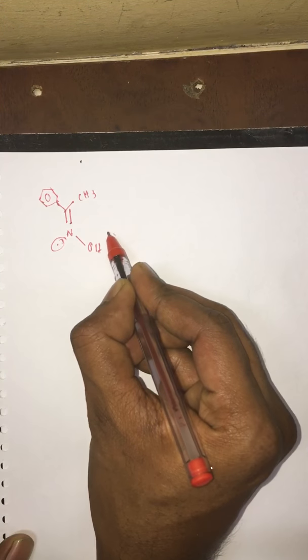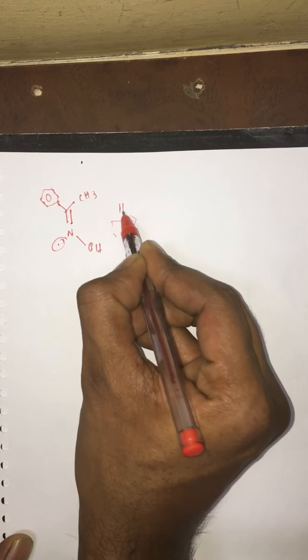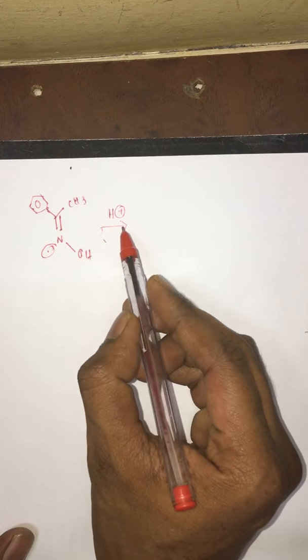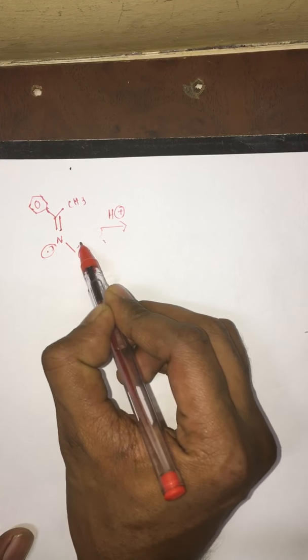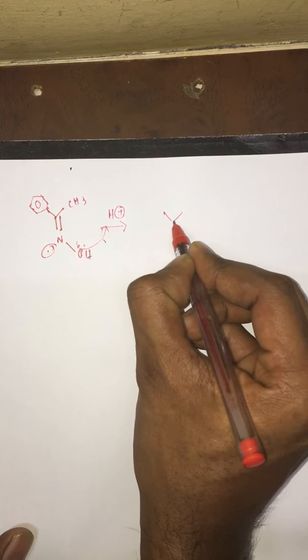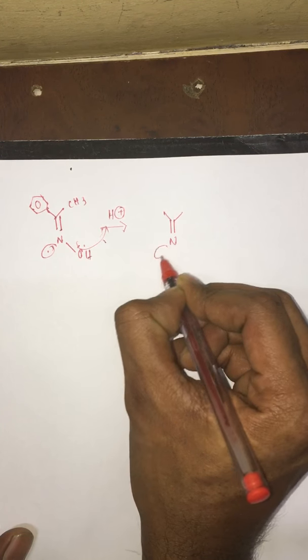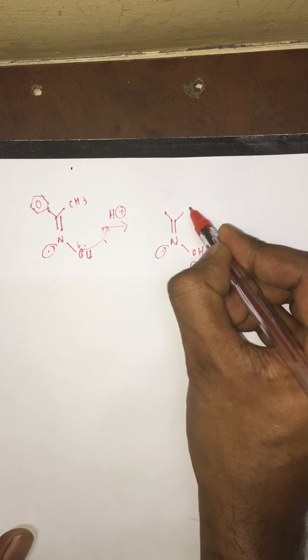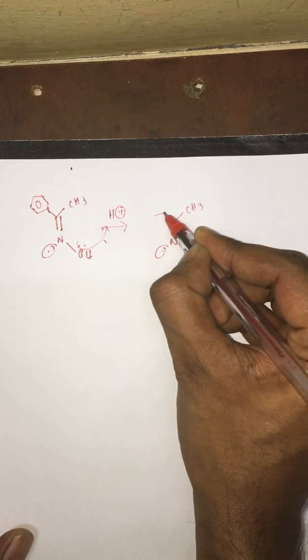The first step is the protonation, because in the Beckmann's rearrangement we are using an acid. That acid will give the H plus. That H plus will be attached to this OH. So now it will get converted to OH2 plus, with CH3, like this.